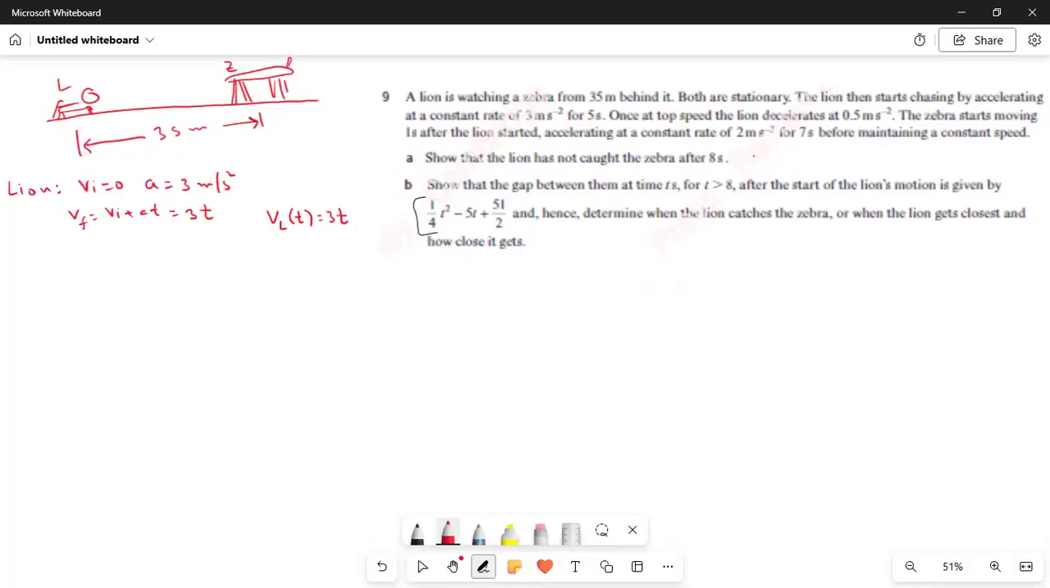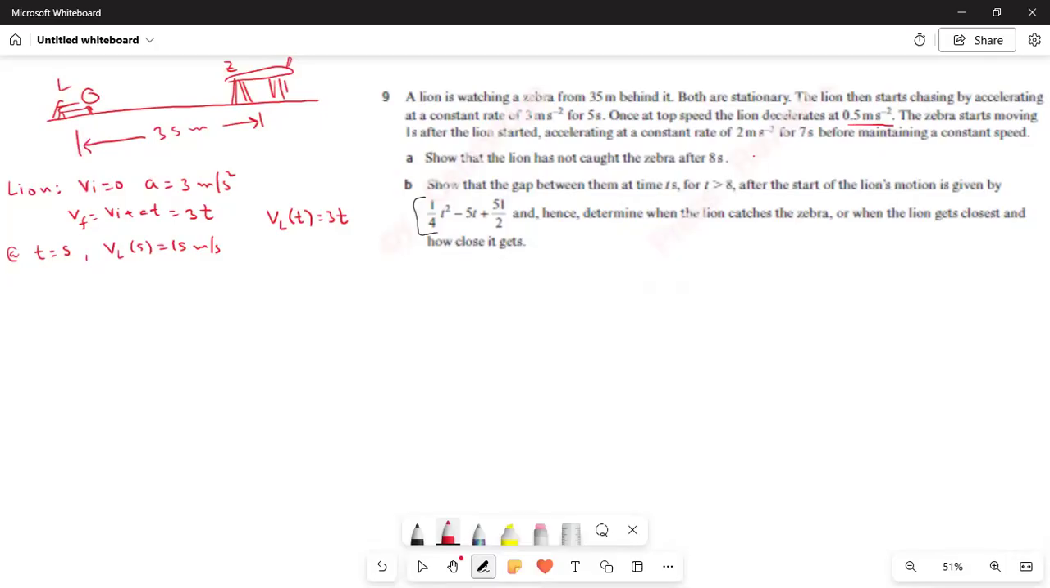At t equal to 5, what is its speed? What is the velocity of the lion at 5 seconds? It is going to be 3 times 5, which is 15 meters per second, right? But after 5 seconds, it will start decelerating. It accelerates for 5 seconds. Once at top speed, the lion decelerates at this acceleration.